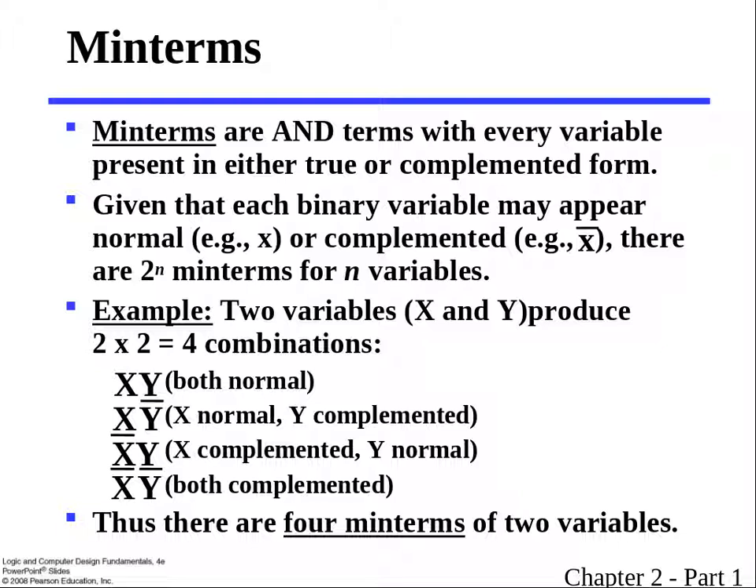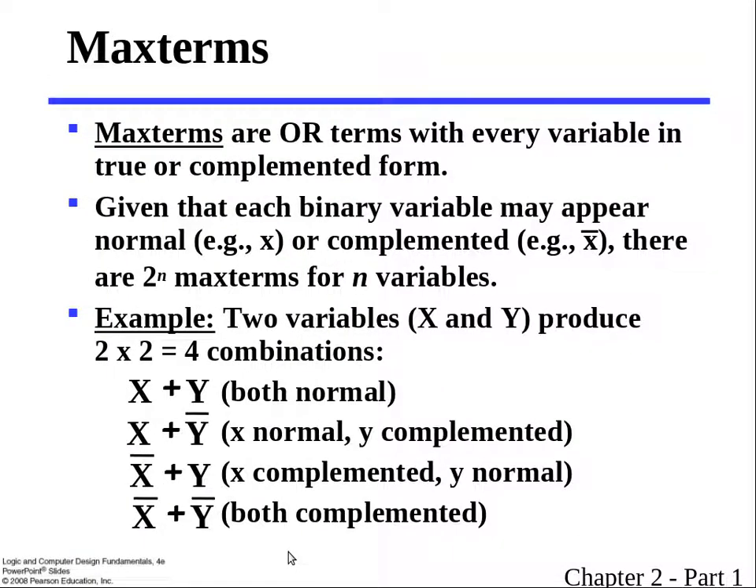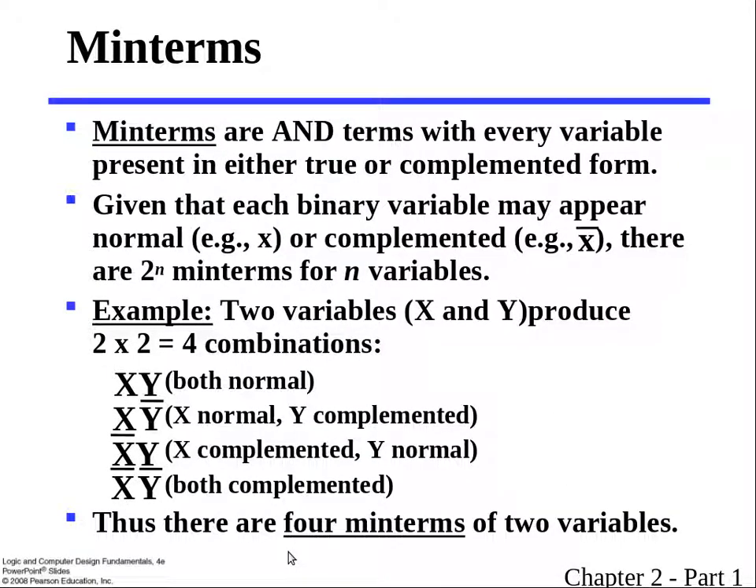So minterms are ANDed terms with every variable represented in either true or complemented form. In other words, if you have two variables, x and y, there are four total combinations. So there are four minterms for two variables. You can have x and y, you can have x and not y, you can have not x and y, or you can have not x and not y. There are four minterms for two variables. All right. Max terms, minterms. And why are we using the word min? Because when you AND something, it tends to go to 0, as in you're minimizing it. So maybe that'll help you with understanding minterms.